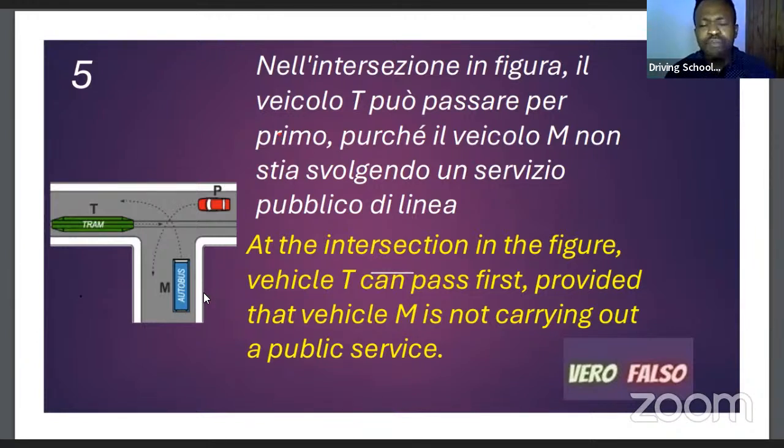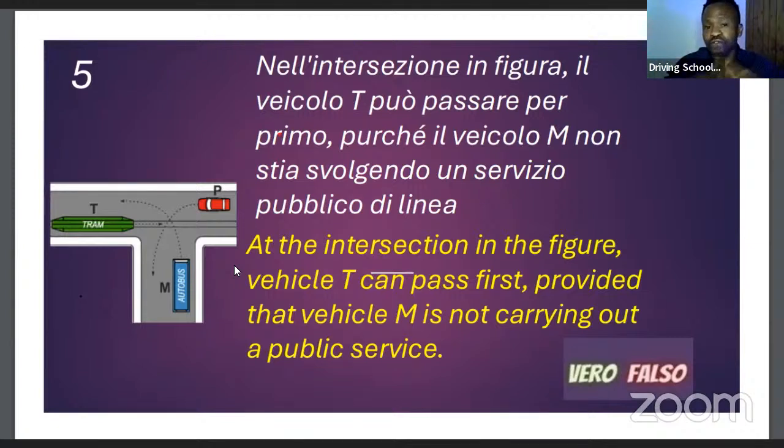Autobus, does that mean whenever autobus is carrying passengers, carrying out its public duties, then the right of way now belongs to autobus in the presence of tram? That is not correct. You understand? Tram have right of way because they are vehicles that move on track, and vehicles that move on track, they all have right of way.